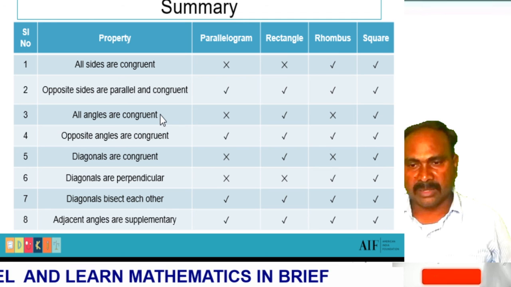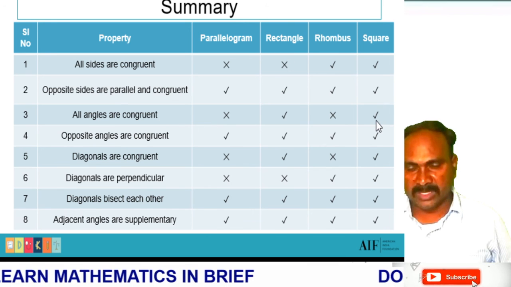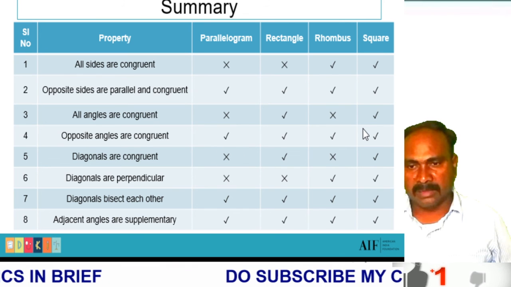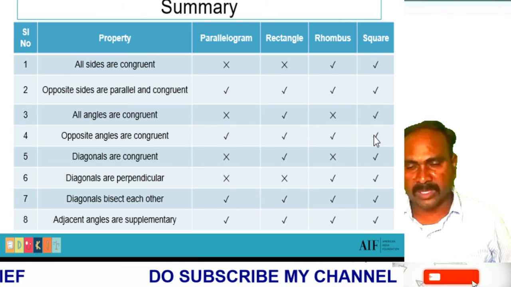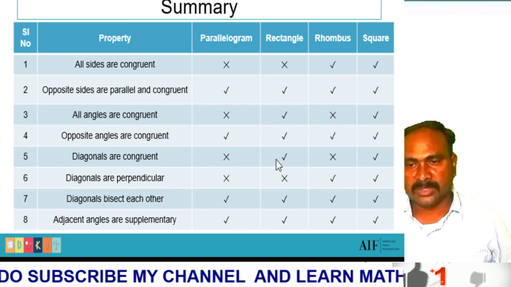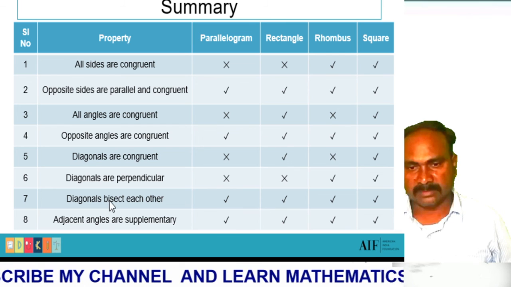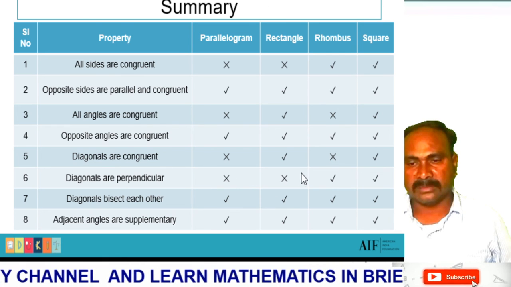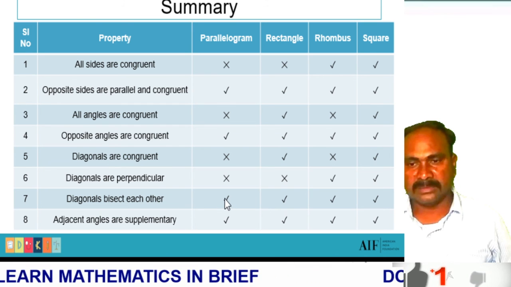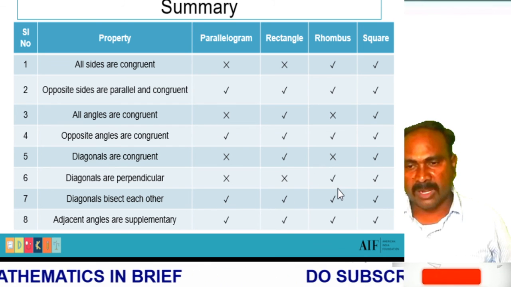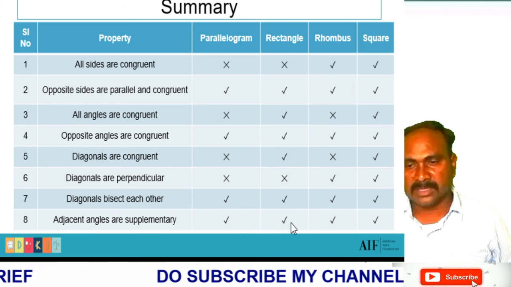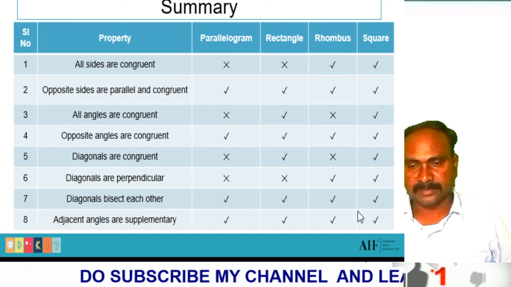All angles are congruent: only rectangle and square. Opposite angles are congruent: all parallelogram, rectangle, rhombus, square. Diagonals are congruent: only rectangle and square. Diagonals are perpendicular: rhombus and square. Diagonals bisect each other: all quadrilaterals here. Adjacent angles are supplementary: all, correct. Okay.